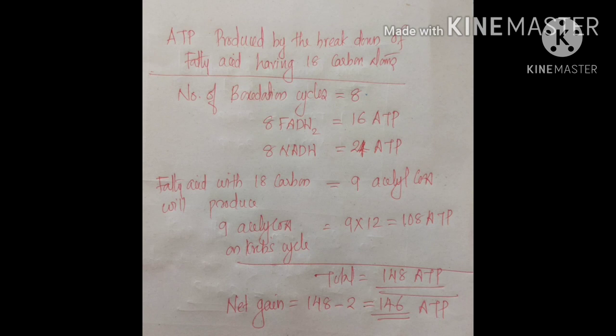As soon as these 9 acetyl-CoA enter the Krebs cycle, each round of Krebs cycle will produce how many ATP? 12 ATP. So 9 acetyl-CoA will produce 9 into 12, that is 108 ATP. So the total ATP produced by the breakdown of the 18 carbon fatty acid is 148 ATP. But from this 148 ATP, you have to reduce 2 ATP. Why? Because 2 ATP are consumed for the activation of fatty acid. Remember, 148 minus 2, the answer is 146 ATP.